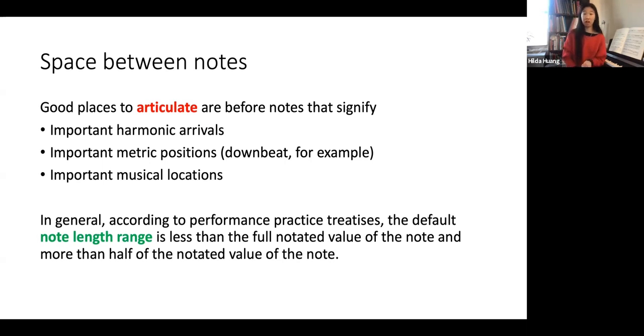These might be important harmonic arrivals, like when there's a cadence or an important chord, a dissonant chord or an especially consonant chord in a passage. There might be important metrical positions, such as the downbeat of a measure or the third beat of a measure when we have a measure that's in 4, or just important structural musical locations, such as when there's a transition in the musical material. I can think of many of these, such as in the French overture of the fourth partita. After the overture section, we move into the prelude section, and that's an important beginning point, the beginning of the Italianate running section.